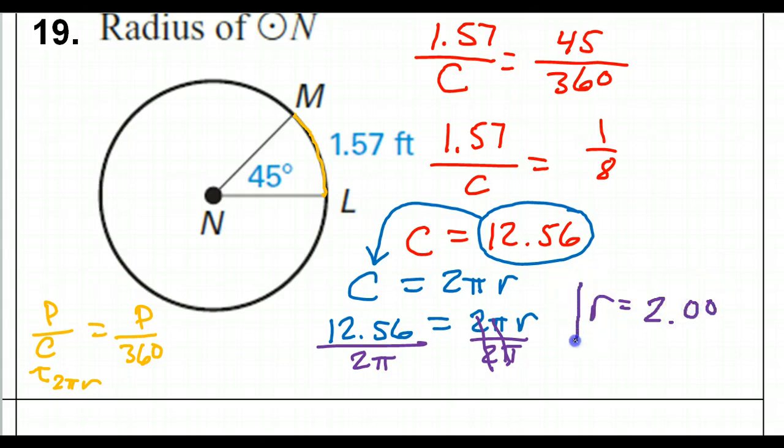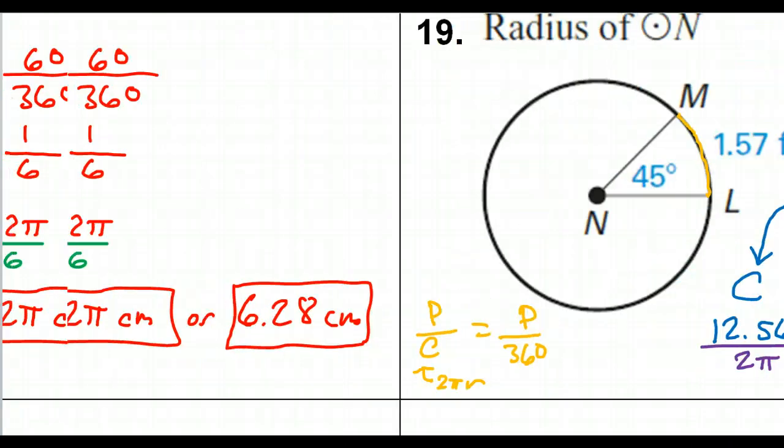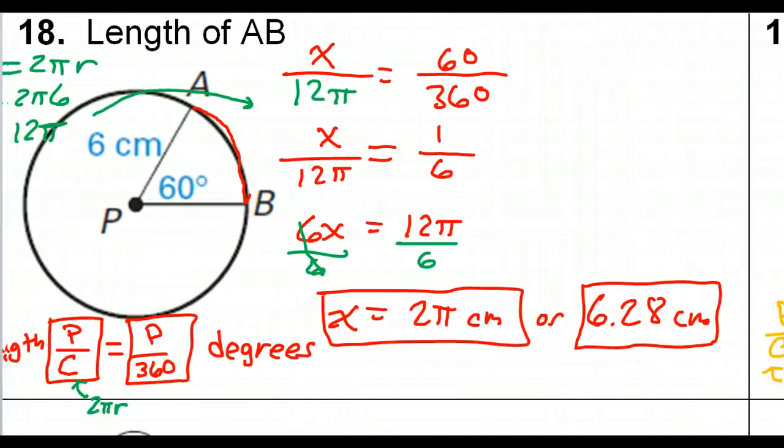Okay, and that is what we were actually supposed to find. The radius is 2.00. Alright, so that's number 19. Let's go on to number 20.